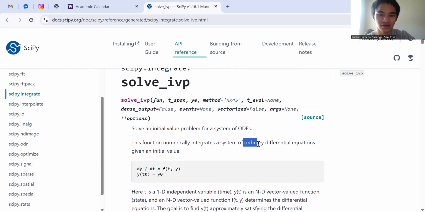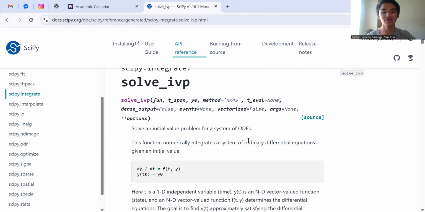I'll probably learn about ordinary differential equations, ODE. Then there's also PDE, which is partial differential equations. So these are two things I haven't learned yet, and I'm planning to, because I think it helps to learn these to better understand how to simulate behaviors of systems, right? And so it's basically this. It numerically integrates a system of ordinary differential equations.